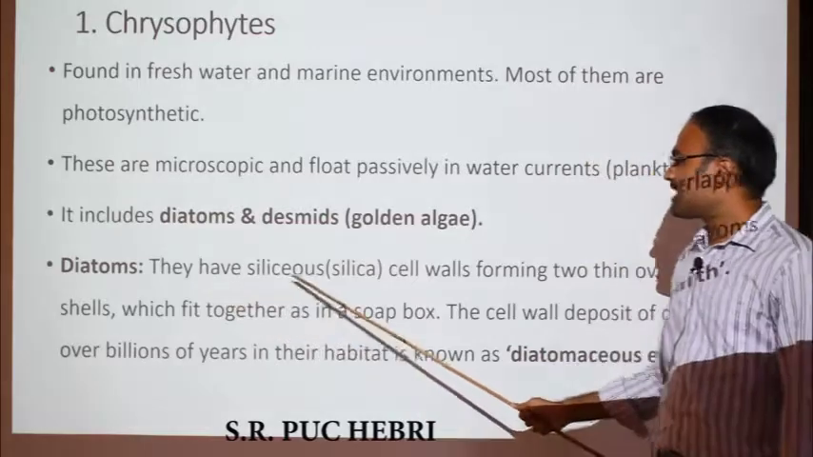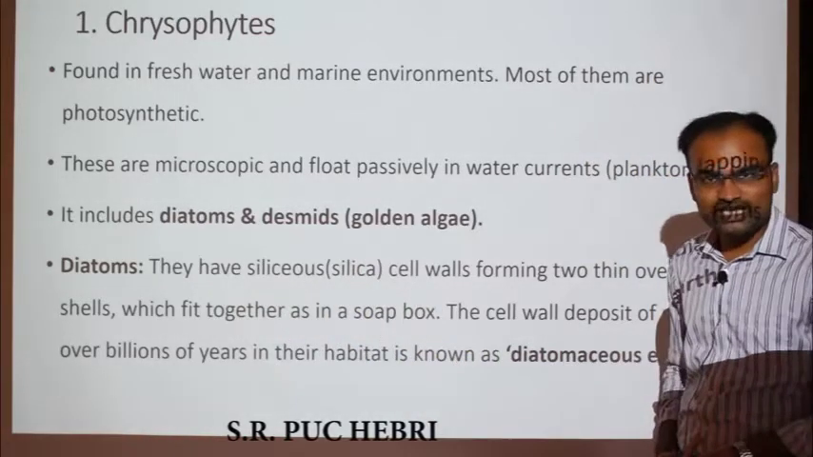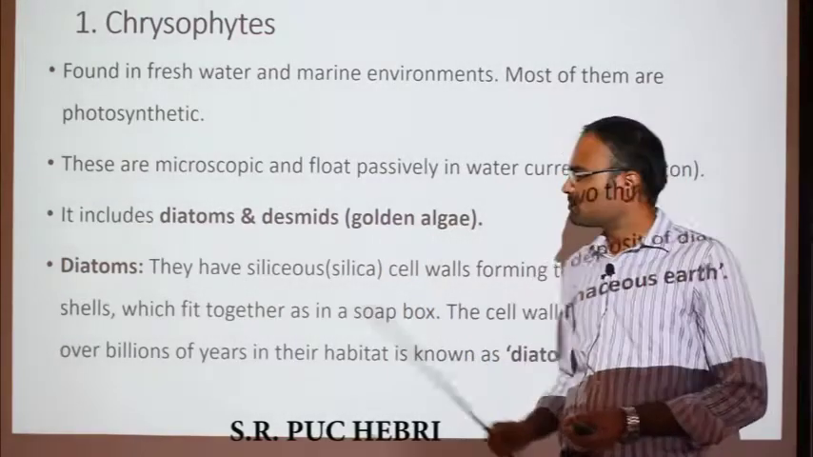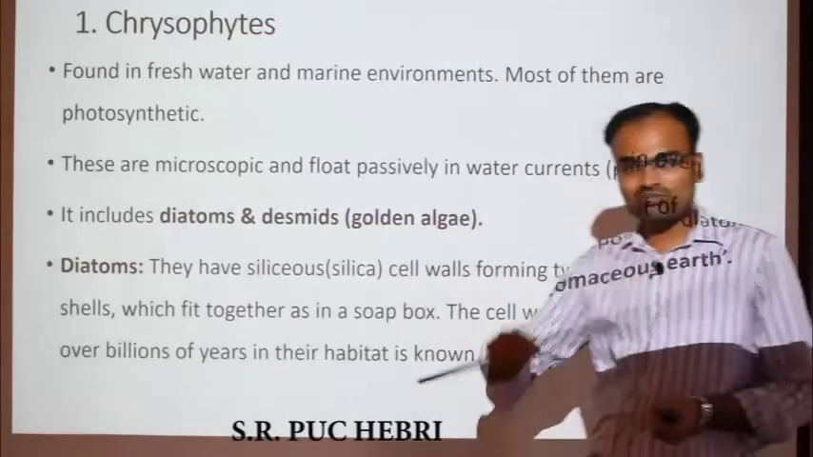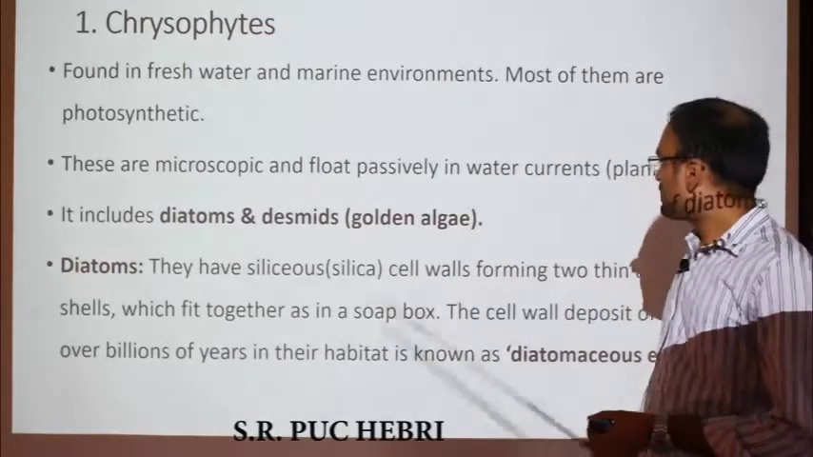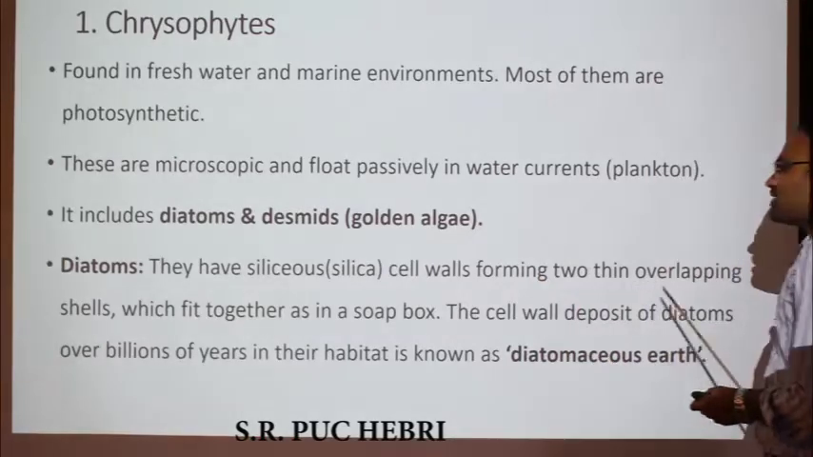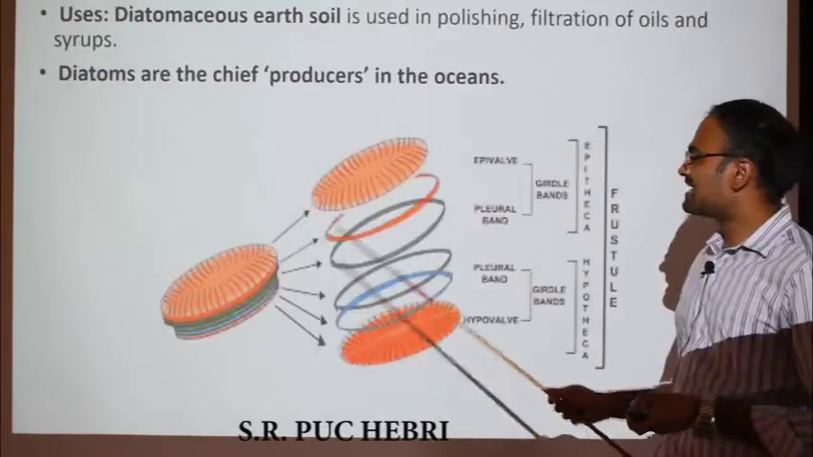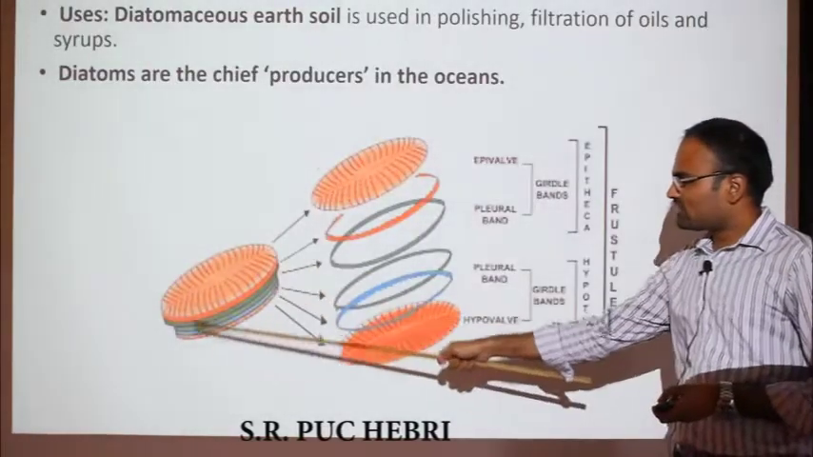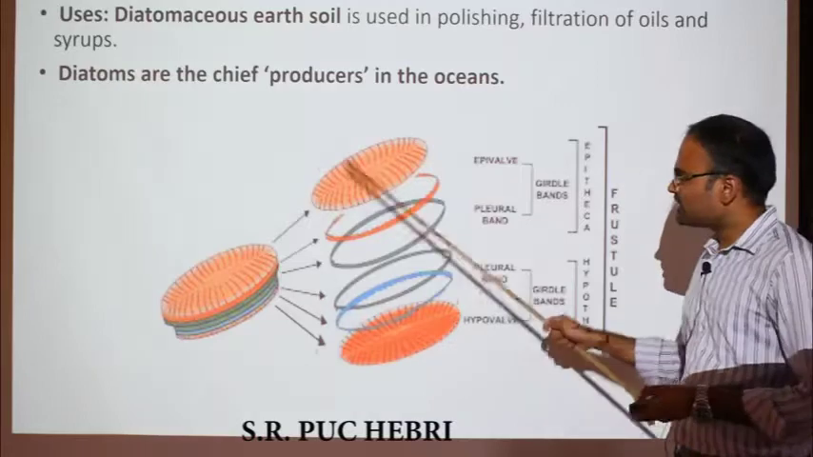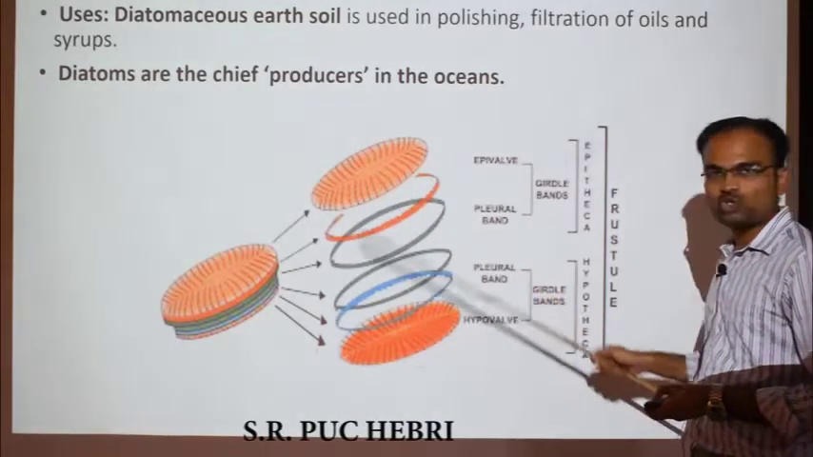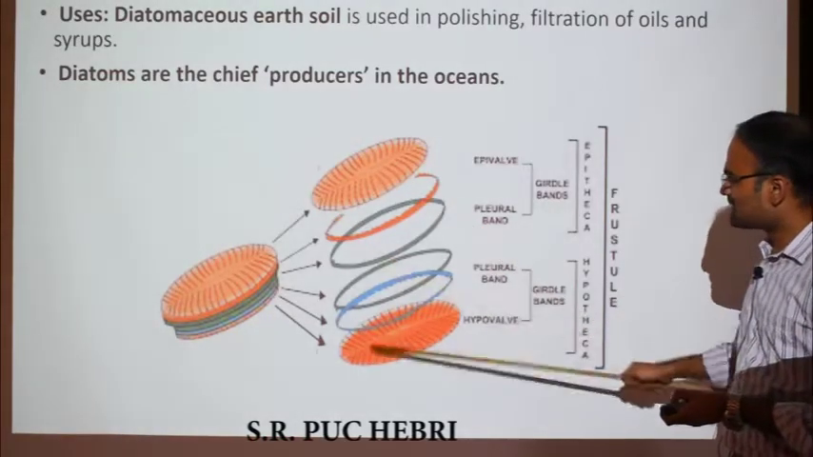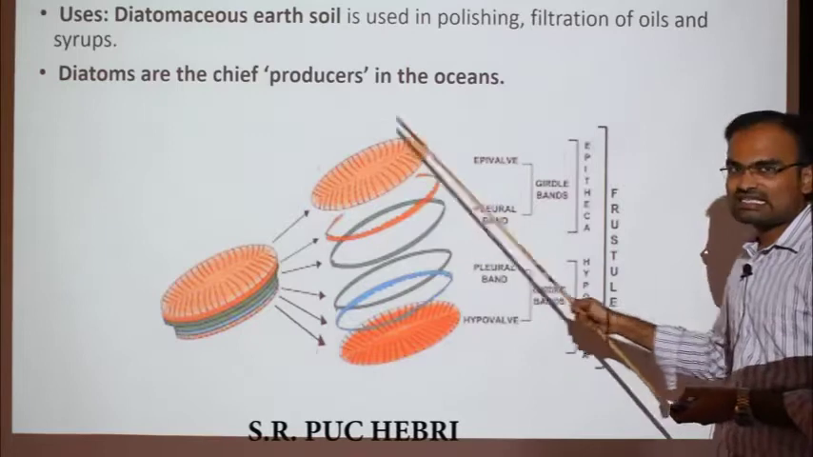So these commonly have siliceous cell walls, which have silica in them. Commonly the cell wall is made up of cellulose, but in the case of the diatoms, the cell wall material is silica, forming two thin overlapping shells which fit together as in a soap box. In the diagram we can observe, if we consider a diatom, it possesses two halves like a soap box that we use in bathrooms, isn't it? Two covers are there which are made up of silica.